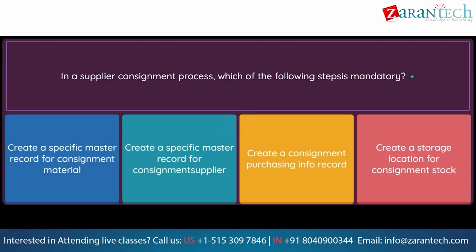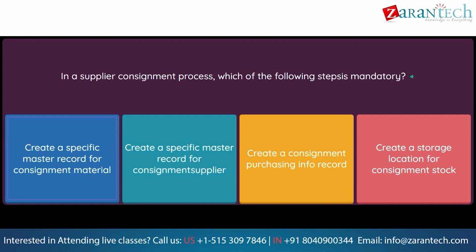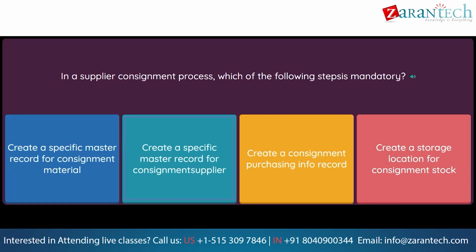Question: in a supplier consignment process, which of the following steps is mandatory? Option 1, create a specific master record for consignment material. Option 2, create a specific master record for consignment supplier. Option 3, create a consignment purchasing info record. Option 4, create a storage location for consignment stock.